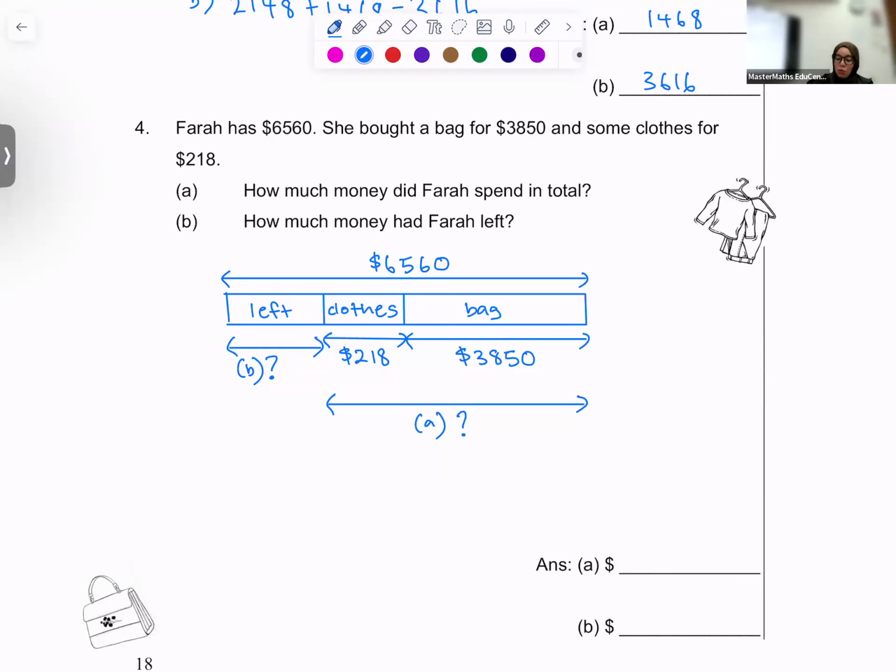Okay, so how do we do part A? We're looking for the total amount she spent. What do we do? Plus or minus? Plus, very good. What plus what? $2,850 plus $218. Excellent. Okay, so this is $3,850 plus $218. Reminder, start from your ones place.